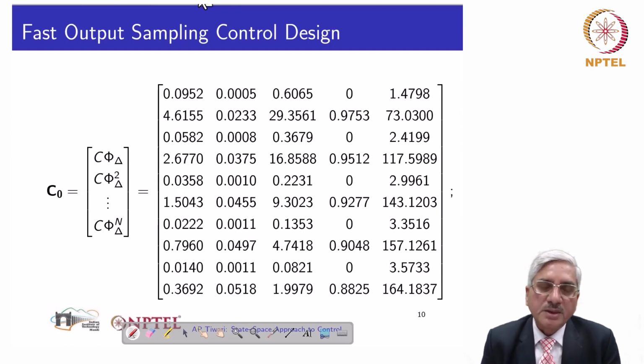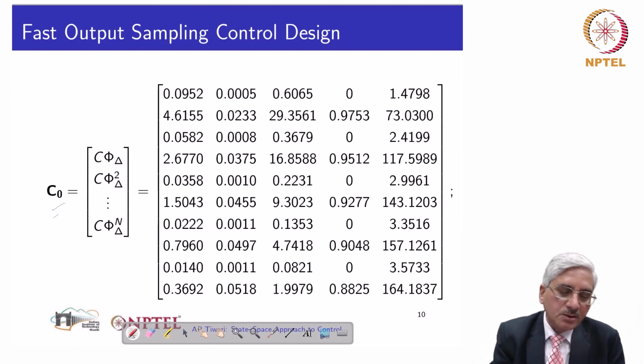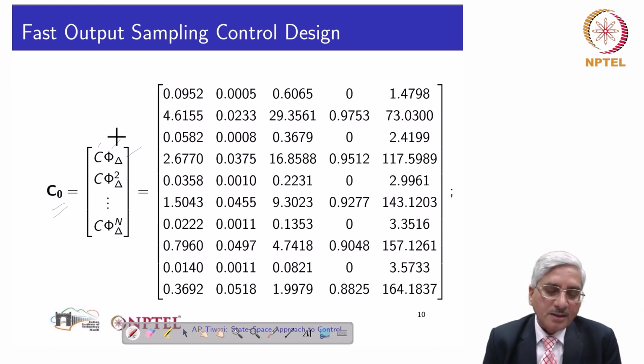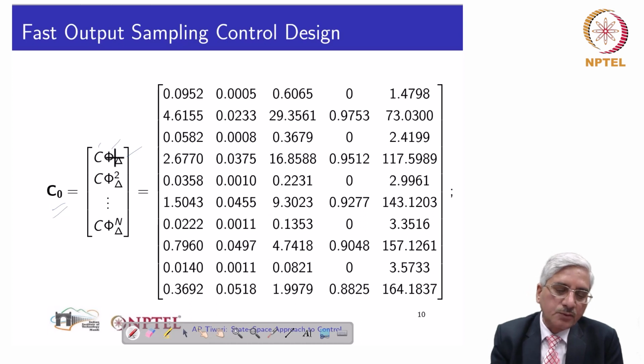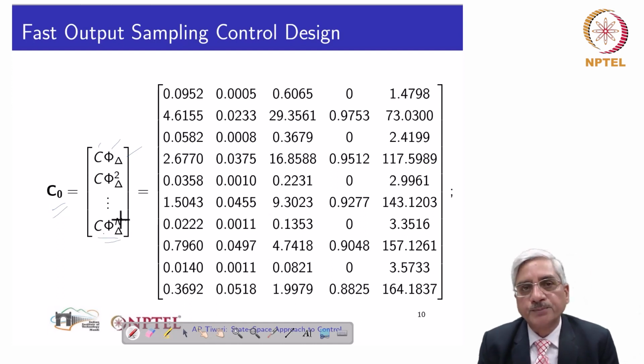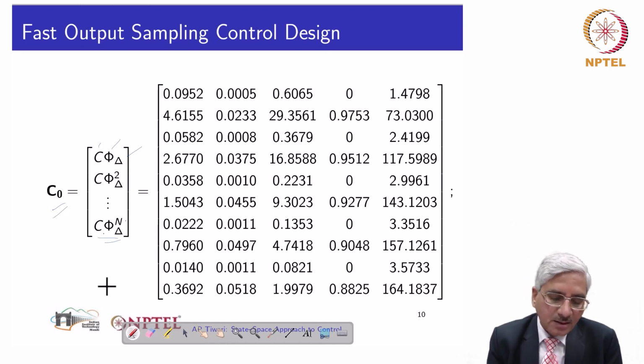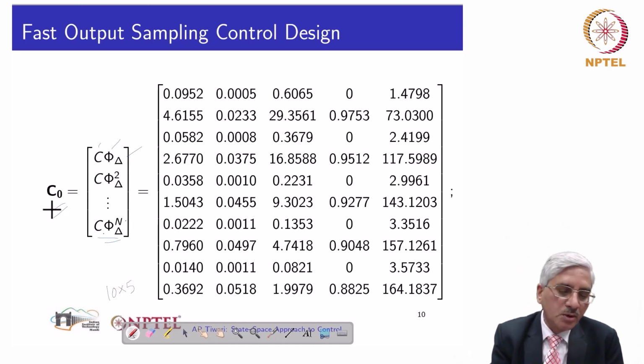Now the next step is to obtain the matrix C0, which is this output matrix post multiplied by the system matrix corresponding to the sampling at the rate 1 by delta: C into phi delta, then C into phi delta square, and so on up to C into phi delta power n. Because n is 5 and there are 2 outputs, we get the C matrix 10 by 5. This is bold C0.